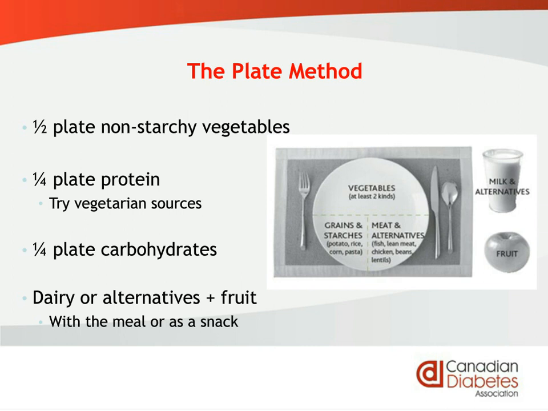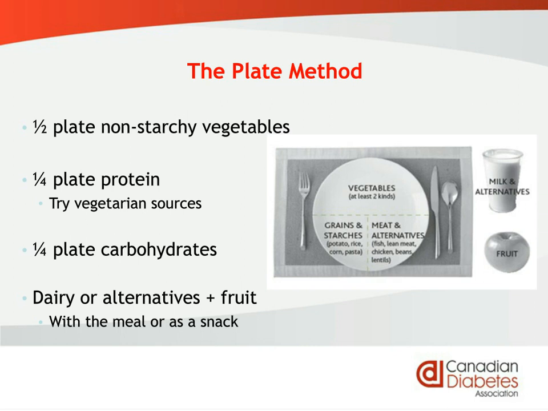A quarter of your plate should be protein. So this would be fish, lean meat, chicken, beans or lentils, maybe tofu in there. It's recommended to try vegetarian sources a couple times a week, specifically beans and lentils as they're low GI, and you could do more if you like. And then a quarter of your plate is dedicated to carbohydrates. So this will include something like potato, rice, corn, or pasta.